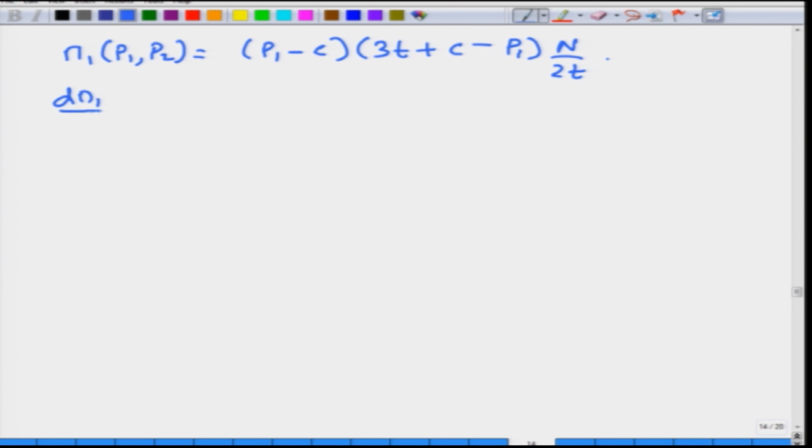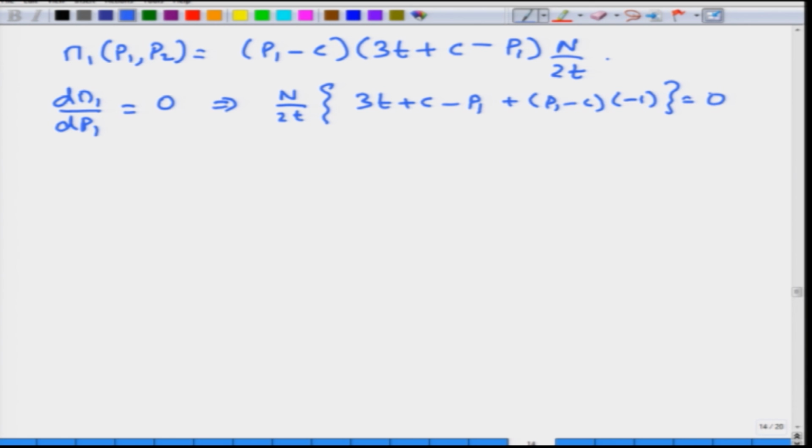Now, to solve for firm 1's choice of best price P1, we take d pi 1 over d P1 and set it equal to 0, which essentially means that we have n divided by 2t times [(3t plus c minus P1) times 1 plus (P1 minus c) times minus 1] equal to 0. So, essentially this gives us the Stackelberg price P1s as (c plus 3t) divided by 2, which is greater than c plus t, which is the price that we got under the case where the firms were simultaneous in the Bertrand model with product differentiation.